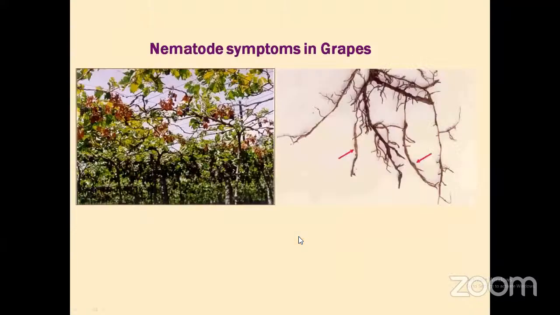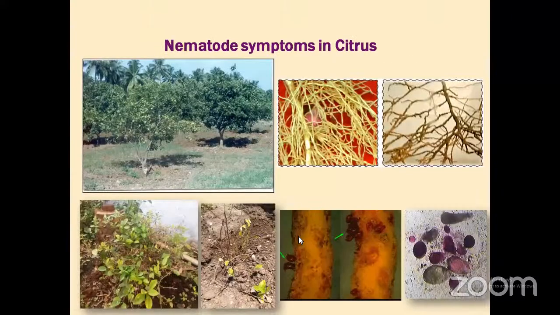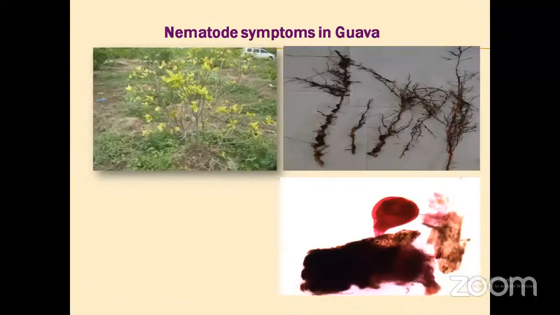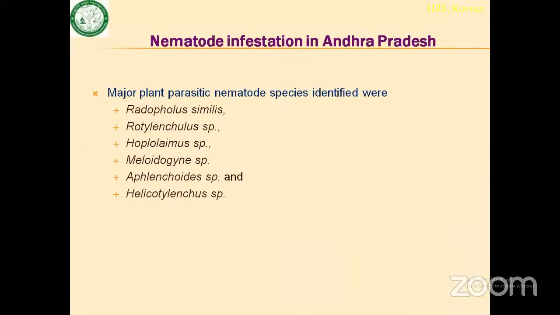And these are the symptoms observed in grapes. These are the citrus, mango, papaya, guava. So majorly with our research, we found that most of the parasitic nematodes observed in Andhra Pradesh are Radopholus, Rotylenchulus, Hoplolaimus, Meloidogyne, Ephelenchoides, Helicotylenchus. Ephelenchoides, as I told you, is the aerial nematode which is causing damage to the flowers.